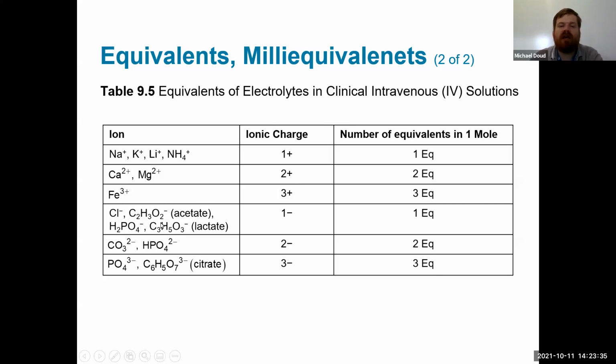And then you have negative ions like chloride, acetate, dihydrogen phosphate. These are all examples that you may have. Lactate also shows up in IV solutions. And these each have a 1- charge, so they're one equivalent in 1 mole. Carbonate, on the other hand, because it has a 2- charge, is 2 equivalents. And then finally, phosphate or citrate represents 3 equivalents.